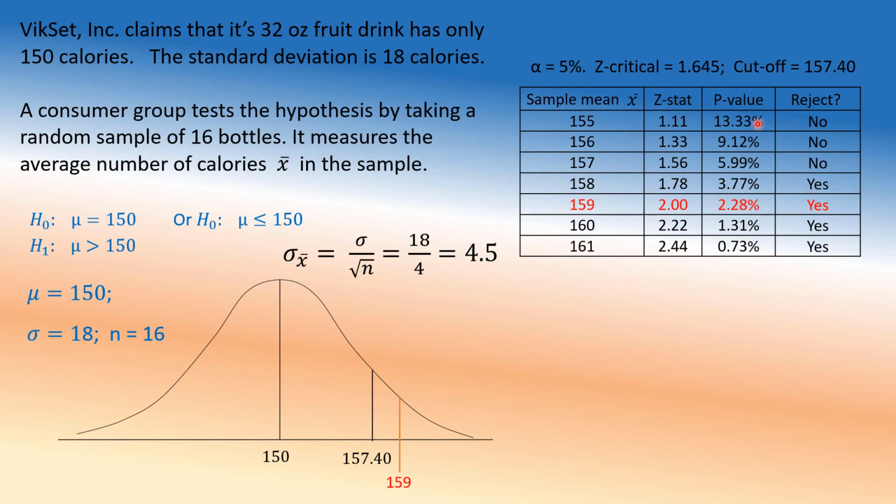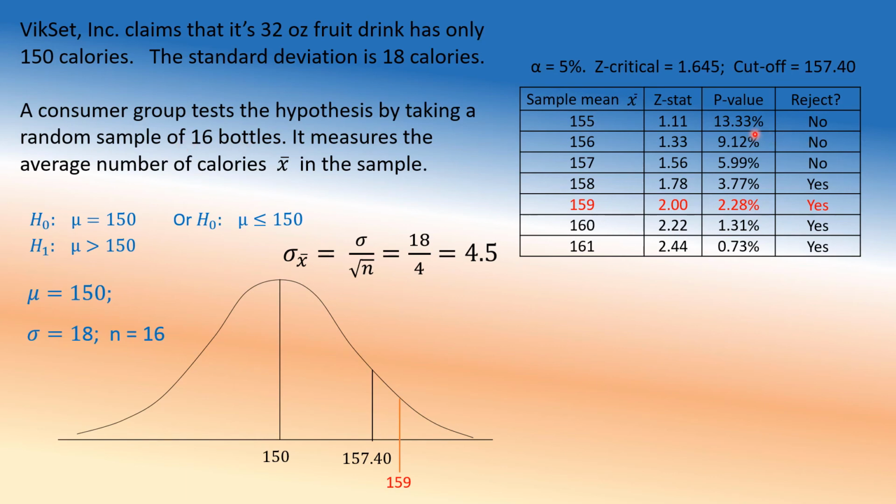Remember, p-value is the probability of finding what we find or worse. So if the mean is 150, we agree the mean is 150. What are the chances of me finding a 155 calorie average when I take a sample of 16 bottles? Well, that will be 13.33%, which means if the mean is 150, there is a 13.33% probability that you're going to find a 155 calorie average in a sample of 16 bottles.